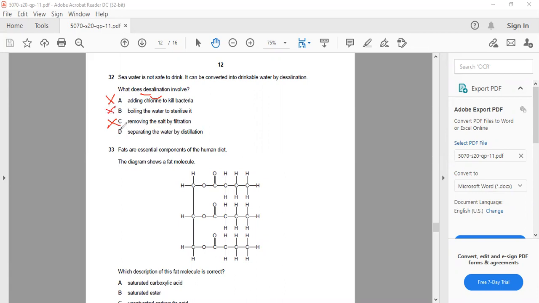This is not desalination. Desalination is when you heat it, then water is removed by distillation and salt is left here. Like this is distillation. This is the school laboratory one that you studied, okay? Sorry, I'm very clumsy in drawing. So this is distillation.